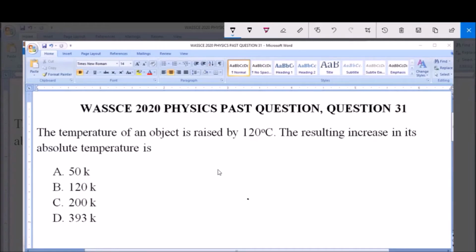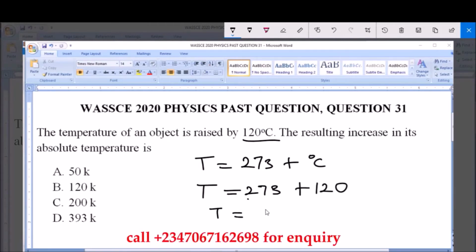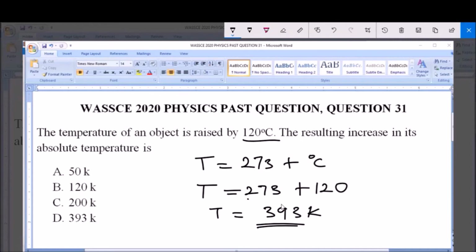Now, an absolute temperature T is given in terms of Kelvin, and this is expressed as 273 plus the value in degrees Celsius. We are given a temperature rise of 120 degrees Celsius. So the absolute temperature T, which is given in Kelvin, will be equal to 273 plus 120, and the temperature T is equal to 393 Kelvin. So this is the absolute temperature for the increase by 120 degrees Celsius, given in Kelvin, and that is 393 Kelvin, which is option D. So this is the answer to the question.